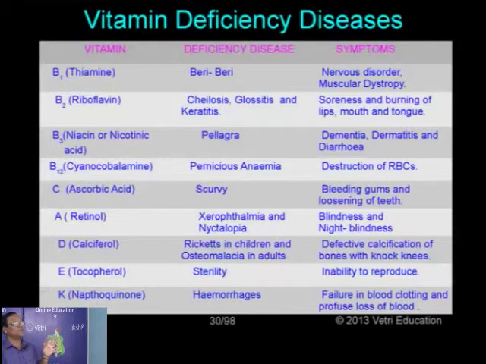Now let's look at the vitamins. Based on the solubility, we have two groups of vitamins. Some vitamins are soluble in water, some vitamins are soluble only in fat. Those vitamins soluble in water are called water soluble vitamins. And those soluble in fat are called fat soluble vitamins. I am using the word solvent. For example, what is a universal solvent? Water. So some vitamins are soluble in water.